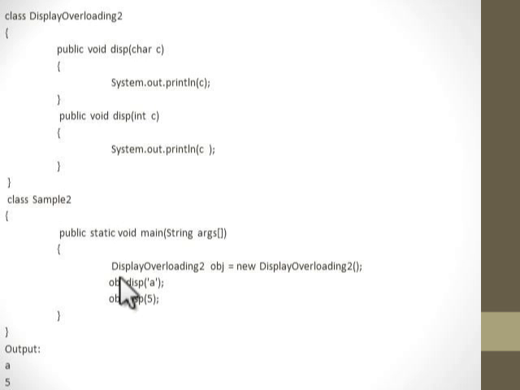Class Sample2 has the main method. In the main method, we create the object for DisplayOverloading2. Here we print the value for both these methods. Here you can see the output of this program.